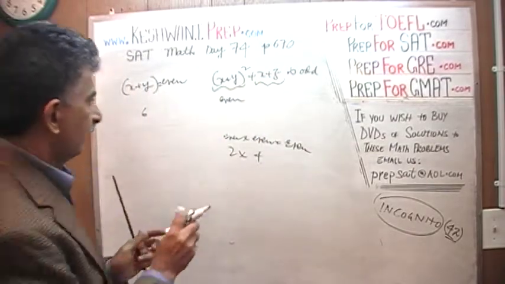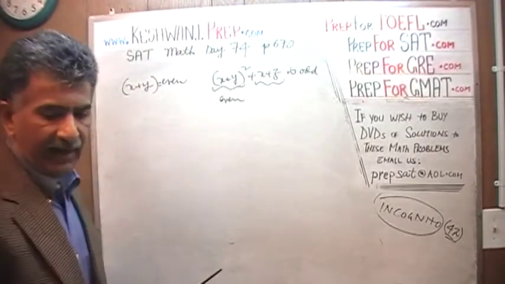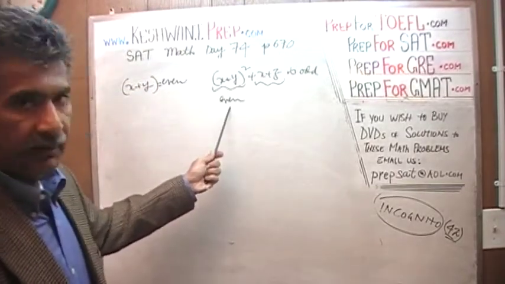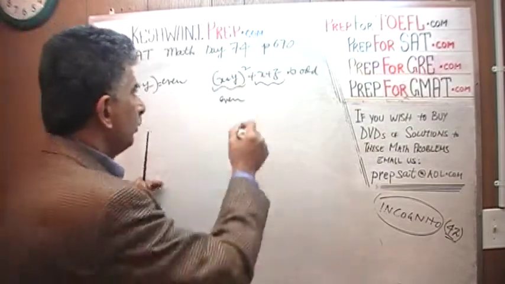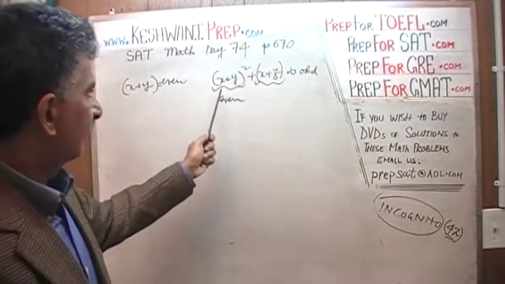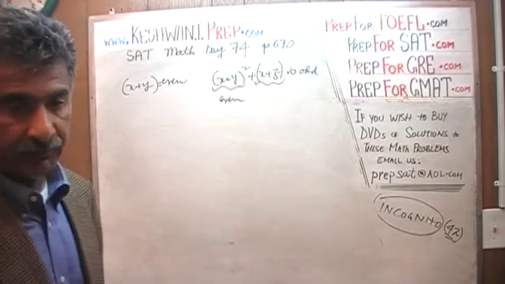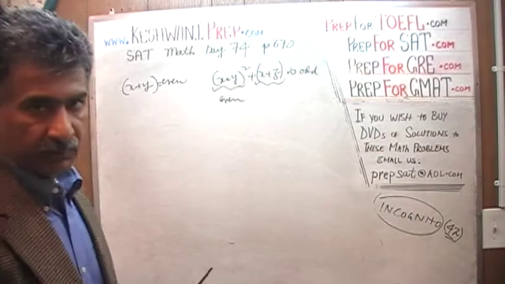Now think of this as one part. Since we are told this entire thing is odd, this part is even. So we're breaking up into two parts. This is the first part, x plus y whole squared, which is even because x plus y is even. So x plus y squared is going to be even.